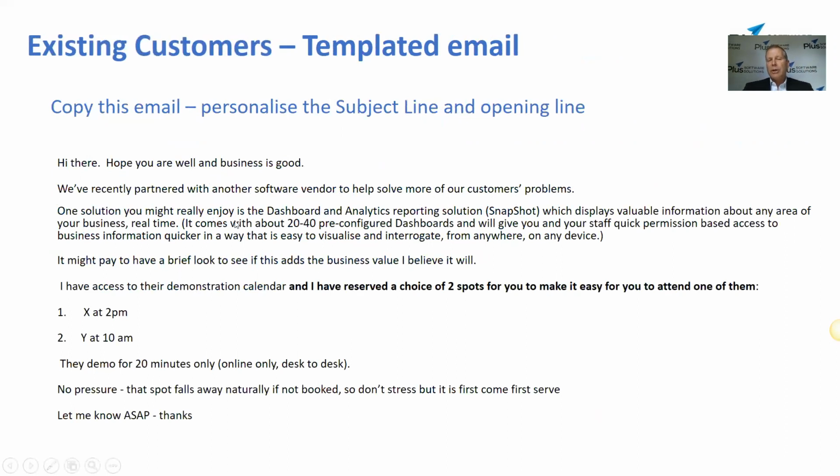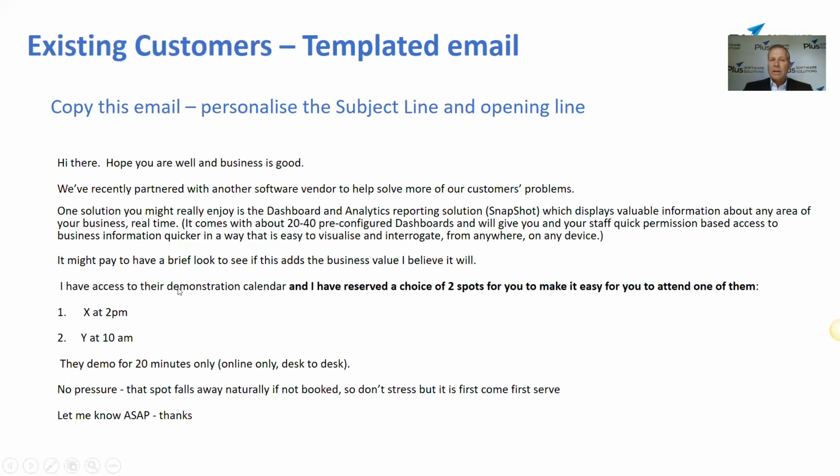One solution you might enjoy is the dashboarding and analytics reporting program called Snapshot, and it gives them a couple of lines on that. It might pay you to have a brief look to see if this adds business value. I believe it will. And this is an important sentence because your customers, they trust you. So you've offered an opportunity to look at Snapshot.